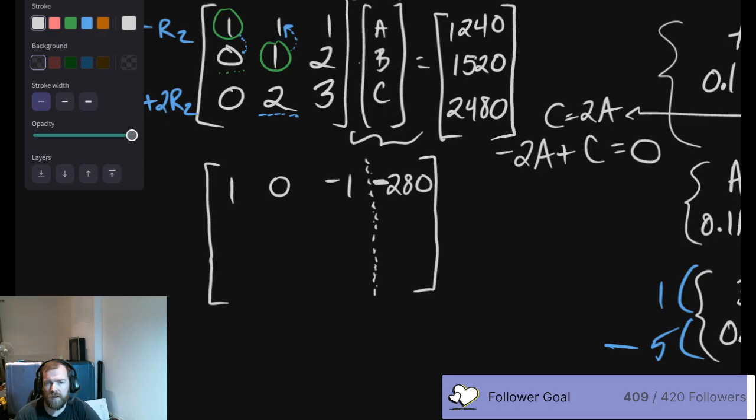Okay, our second row we didn't touch. So 0, 1, 2, 15, 20. Our third row, we said we're going to take the negative of that third row. Might have been a bad idea. It's fine. Works out in the end.